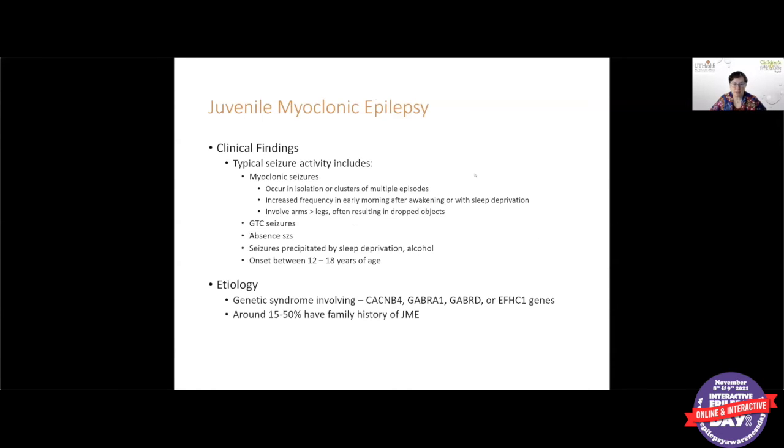Juvenile myoclonic epilepsy is another common epilepsy type where you can have myoclonic seizures, convulsive seizures, and staring or absence seizures. Usually the onset is later in life in these children, between 12 and 18 years old, when they usually have their first seizure, and they are healthy before that. There are some genetic abnormalities associated with this type of epilepsy syndrome, and about 15 to 50% will have a family history of other family members with this type of epilepsy.